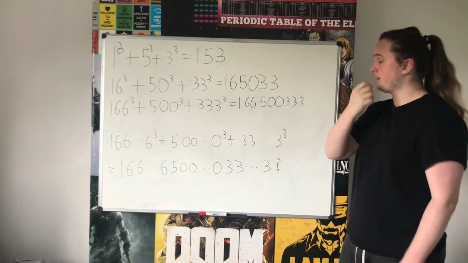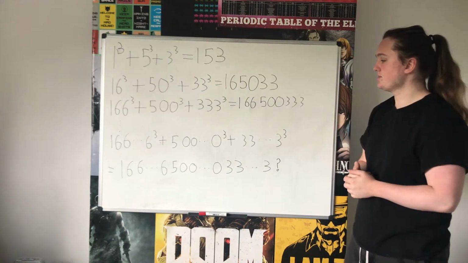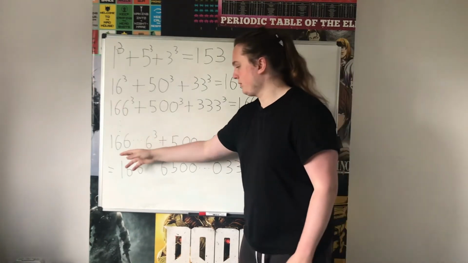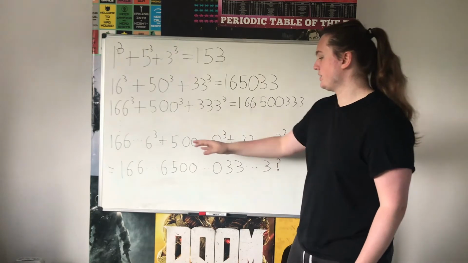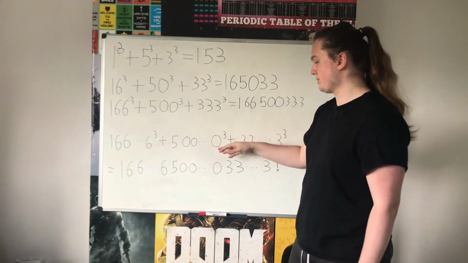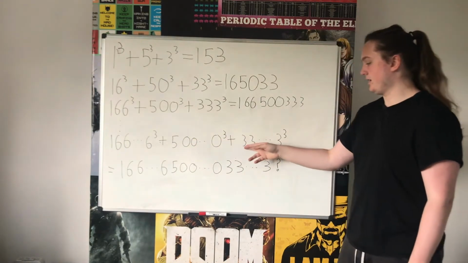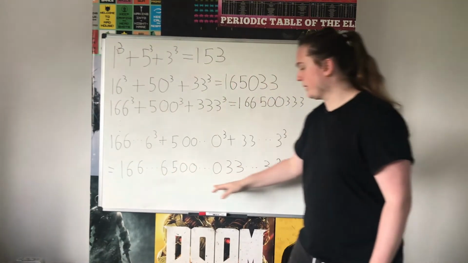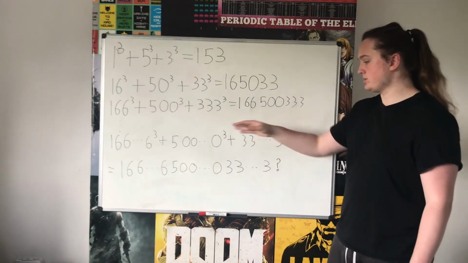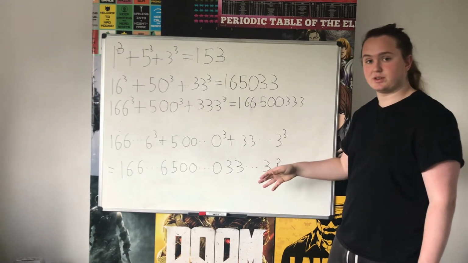Interesting pattern that arises in a specific series of numbers. So if we take 1 followed by a series of 6's as a number and cube it, add 5 followed by a series of 0's and cube it, and then a series of 3's and cube it, we get that number in unit form as those individual numbers next to each other.